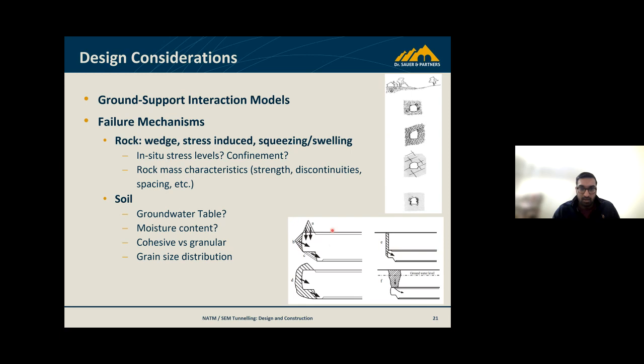The diagrams that you see here are talking about the face support or face stability analysis, and the failures that you could get from a wedge or a silo effect coming into the tunnel, and that's quite important for how you end up designing your ground support.